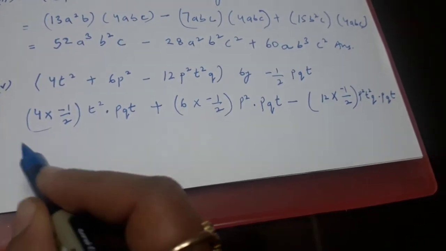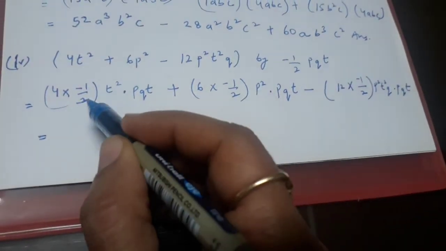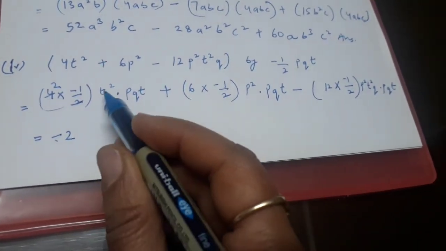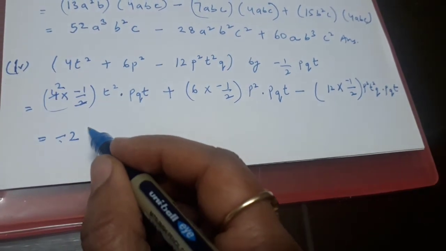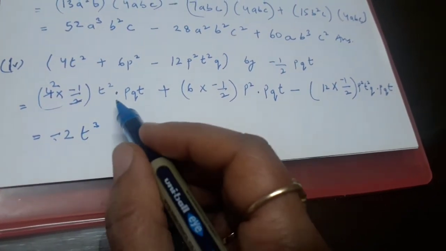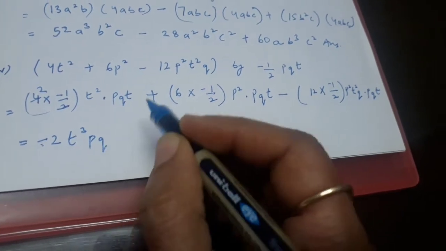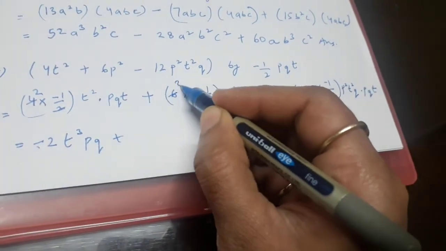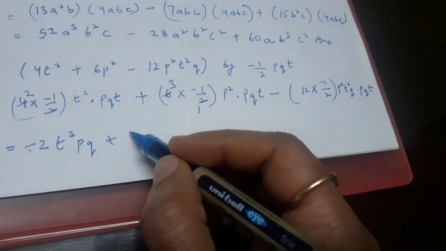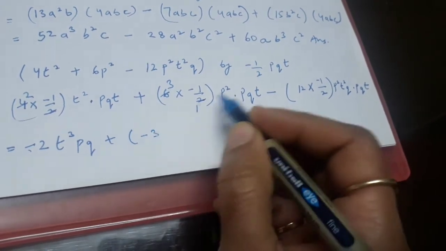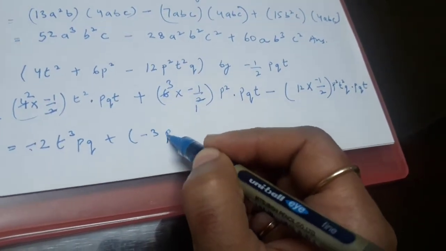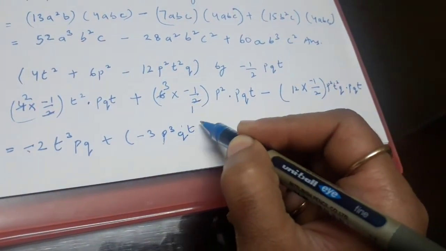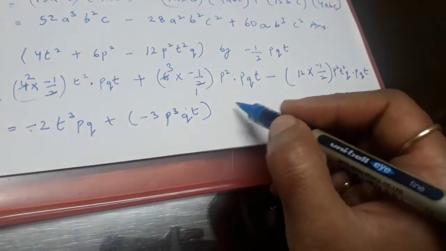In our next step, we will do cancellation. So 2 ones are 2, 2 twos are 4. So minus 2 t square and t will become t cube, p and q. This is done. Now plus 2 ones are 2, 2 threes are 6. So minus 3 p square and p will become p cube, q and t. This is also done.